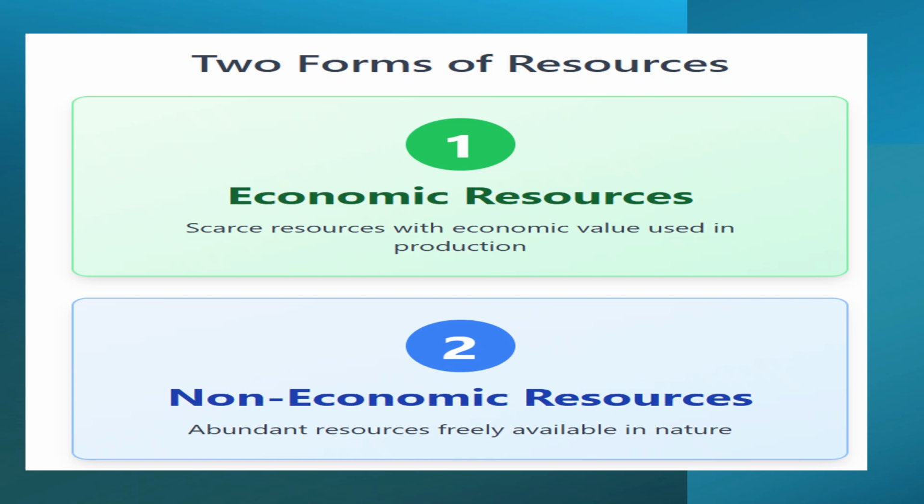Basically, we divide resources into economic resources and non-economic resources. Economic resources are the resources that are scarce, which means they are limited in supply. We also usually have to pay to acquire them. And another important point is that economic resources are often output of a production process.